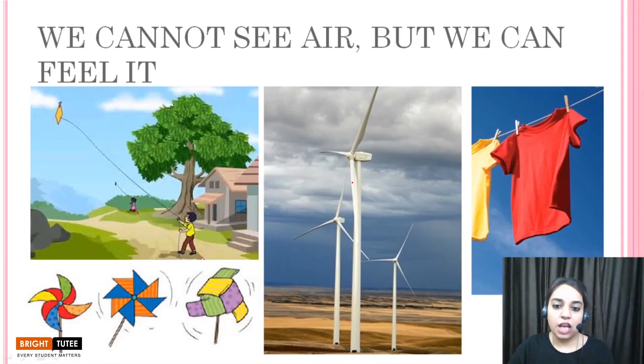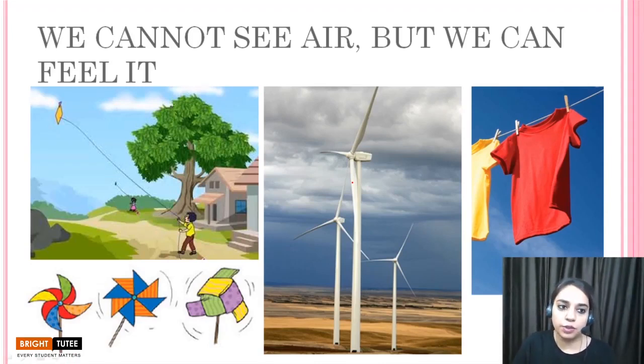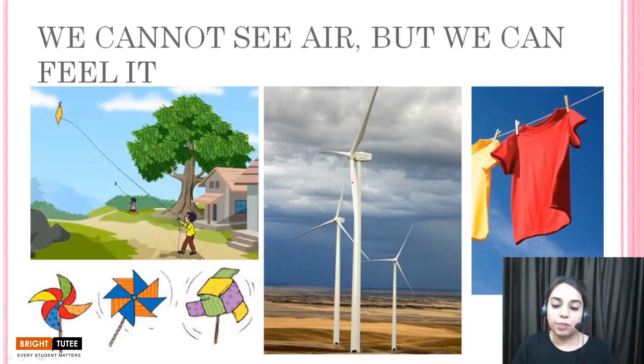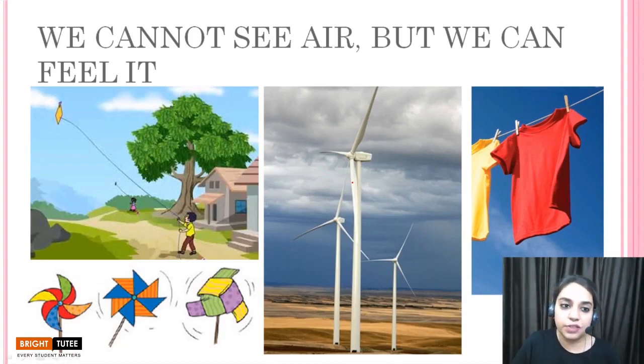So children, we cannot see air but we can feel it. All of us know that. So children, I can tell you some of the ways in which you can feel the presence of air. But do you know what wind is, children? What is wind? So children, fast moving air is called wind. This is the fast moving air.